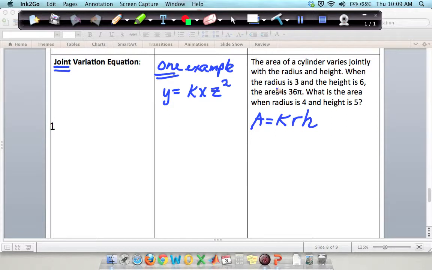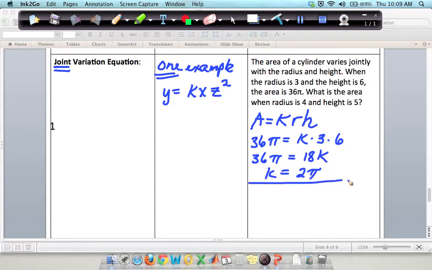So when the radius is 3 and the height is 6, the area is 36 pi. So I'm going to find k, and I get 36 pi equals 18k. Divide both sides by 18, and I get k equals 2 pi. Now that I have k, I'm just going to rewrite my variation equation, but plug in 2 pi for k. So A equals 2 pi r h.